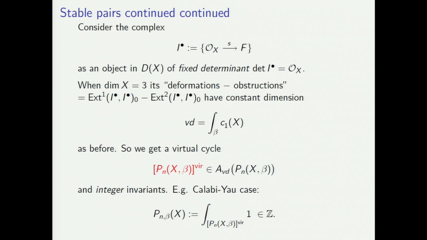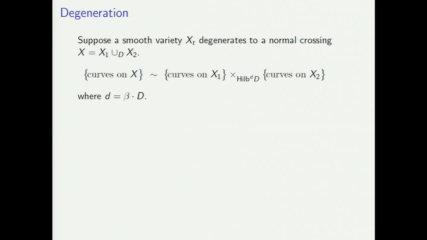Okay, so now it gets miserable. So how do you compute either of these theories, Gromov-Witten theory or stable pair theory? I haven't related them by the MNOP conjecture yet. That'll come in a second. And the way you compute them is by degeneration. So what you do is you degenerate your variety into a union of two pieces.